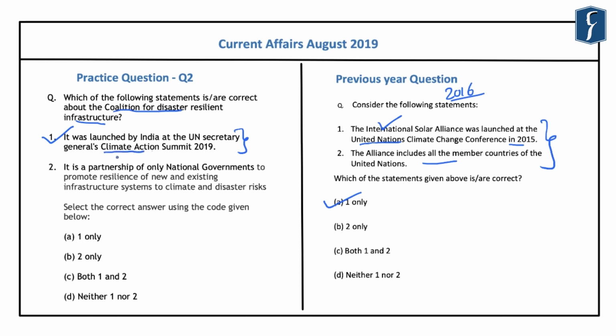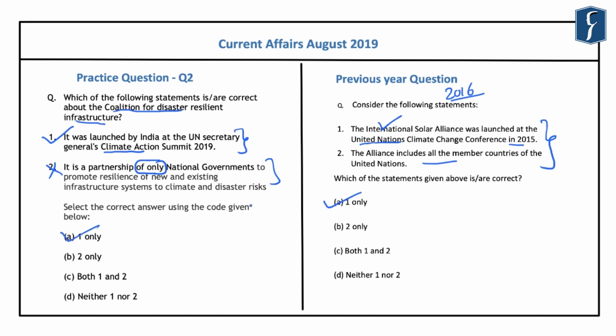Now the second statement reads that it is a partnership of only national governments to promote the resilience. So in this statement, the term only is very important to be noticed. And if you read about this Coalition for Disaster Resilient Infrastructure, you will find that it is a partnership of the national governments, the UN agencies, multilateral development banks, private sector and knowledge institutions. And it is not only a partnership of the national governments. And hence the second statement is incorrect here. So the correct answer that comes out is A, that is 1 only.